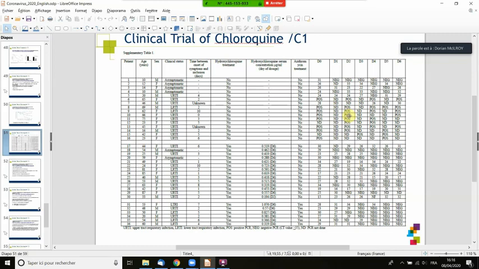Now these numbers, what are they? Anybody know what these numbers are? Yep, it's a CT. So the higher it is, the less virus there is. And they say that for negative PCR, the CT value is greater than 35. Okay, so that's what the criterion is in Marseille.